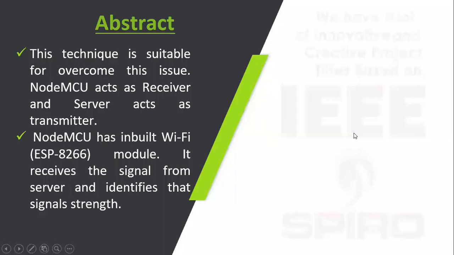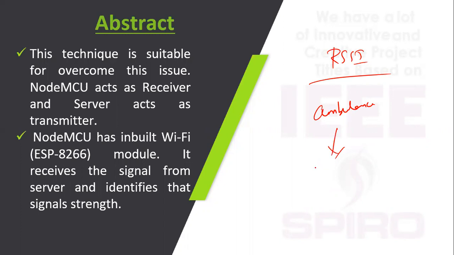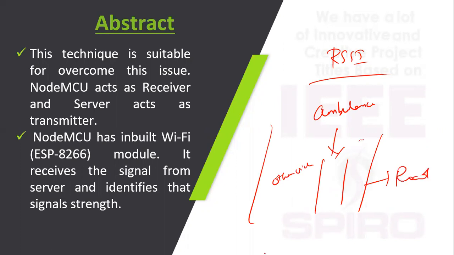This is overcome using our proposed method using RSSI. The RSSI system is placed inside the ambulance or emergency vehicle. So whenever the ambulance is coming on the roadside, other vehicles leave space for the ambulance. In the ambulance there is a master implemented, and other vehicles like a car or a bus act as slaves.